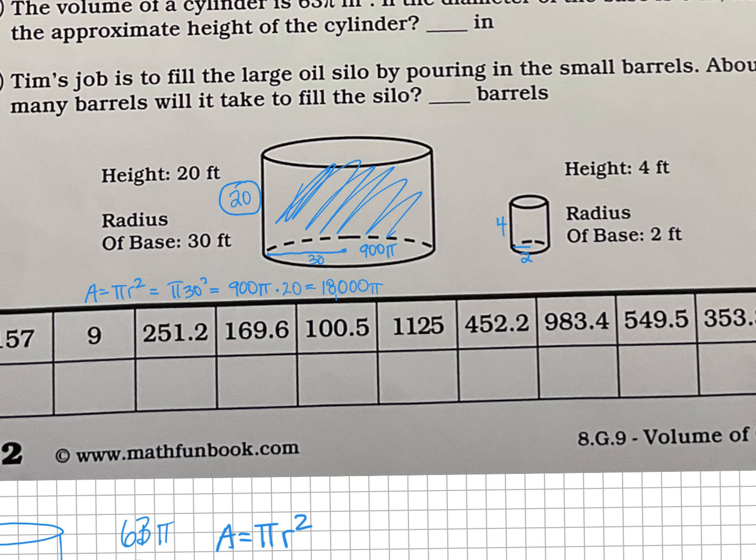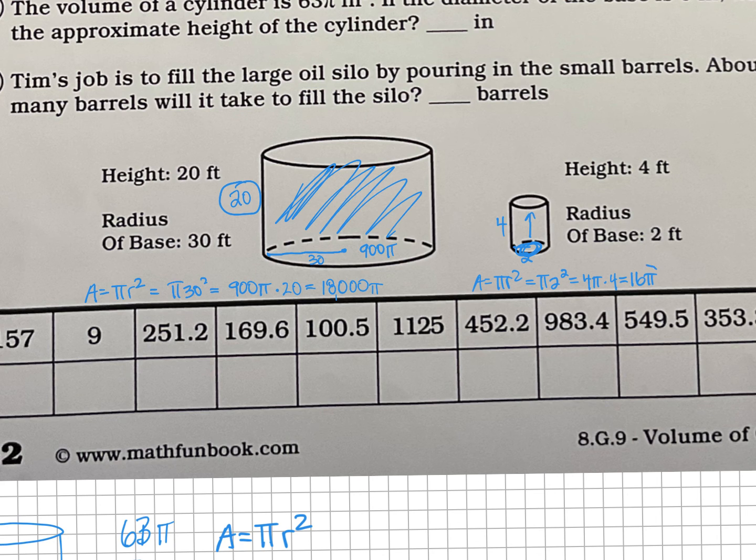That's big. All right, let's see the small one. The area of the base is pi r squared, which is pi times 2 squared, because it's just a radius of 2, which equals 4 pi. Now we have a 4 pi down here, but we got to stretch it upwards by 4, so we're going to multiply that by 4, and we get 16 pi.